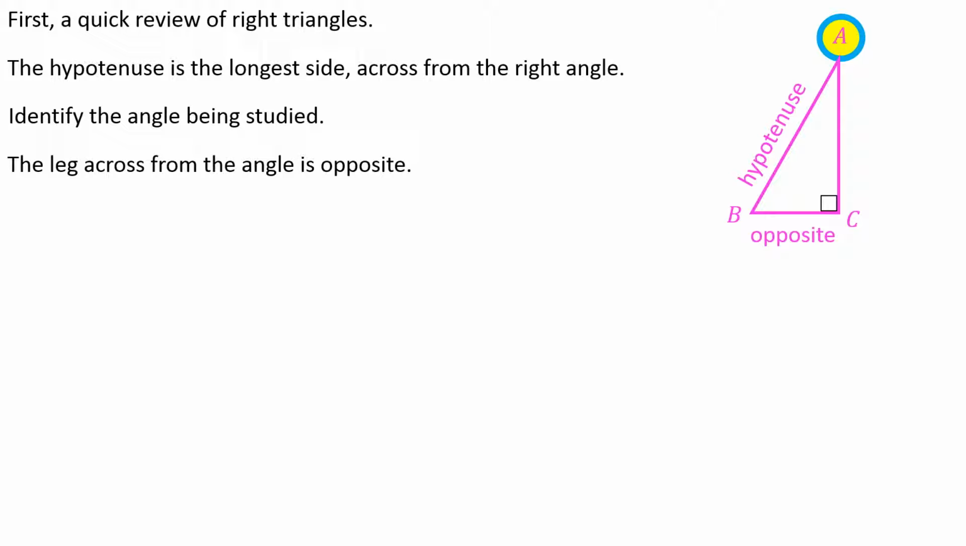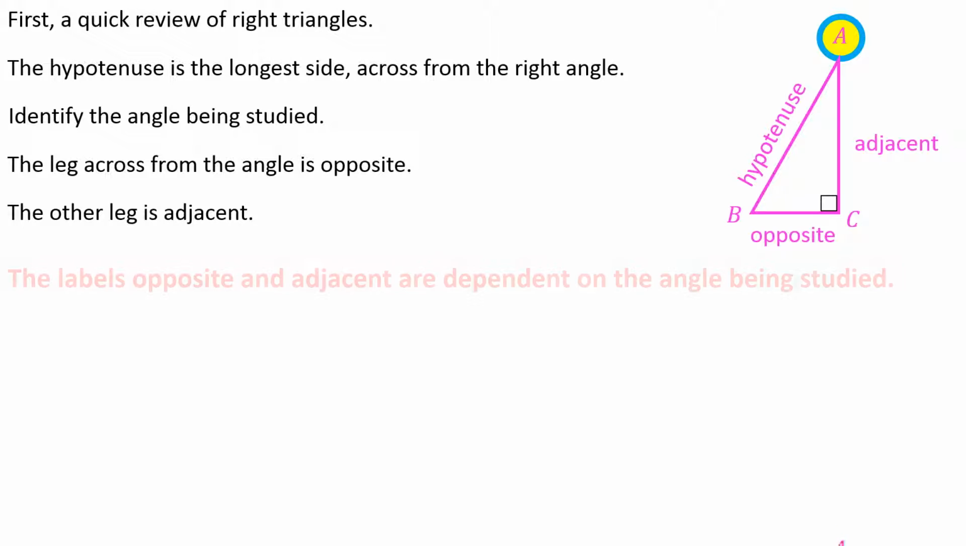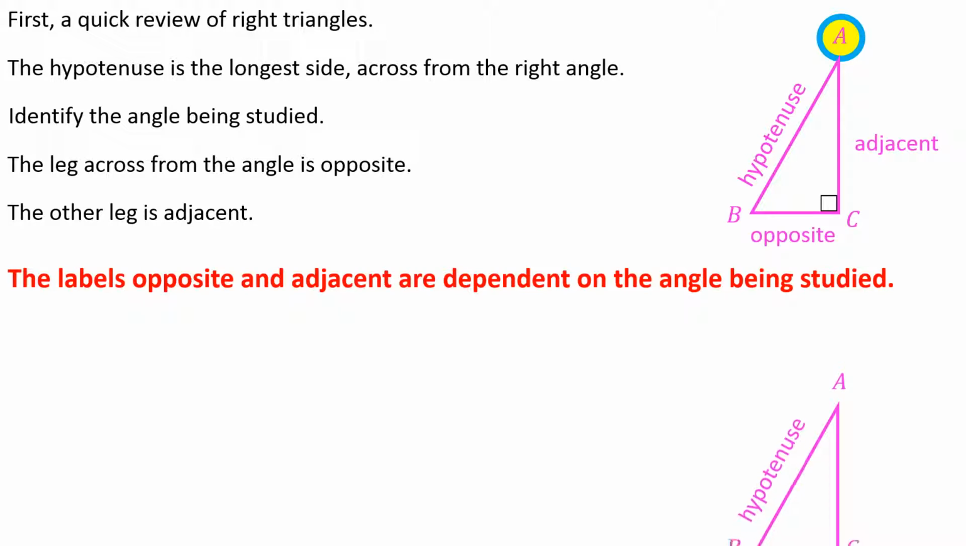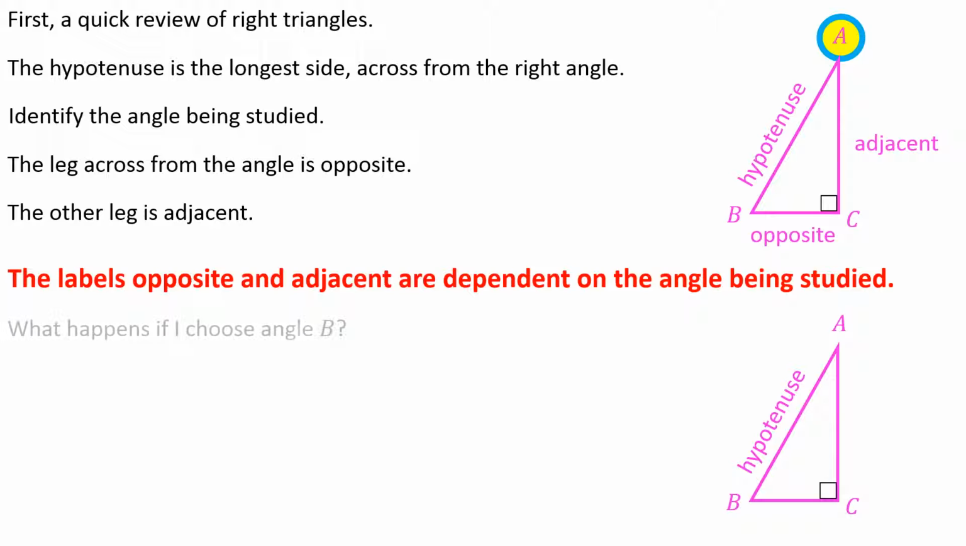Once I choose that angle, I now know which leg is opposite and which leg is adjacent. Opposite has to be all the way across from the angle. Now, don't try to memorize where you think opposite and adjacent belong, because look what happens if I pick angle B instead.